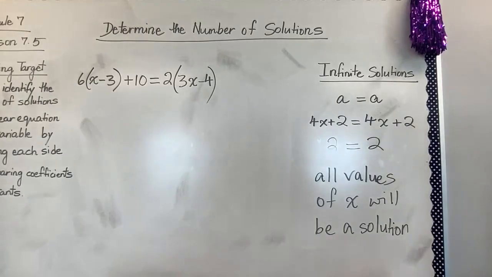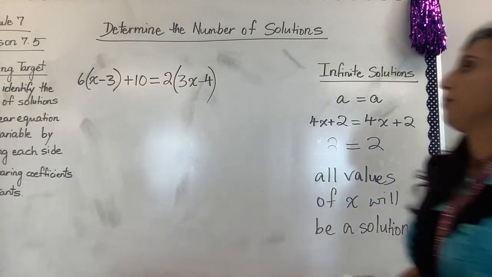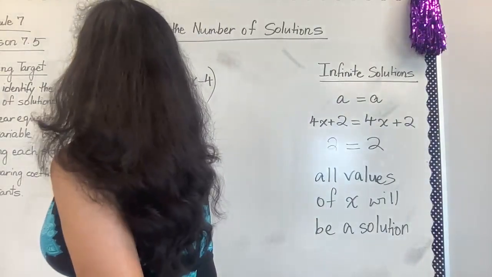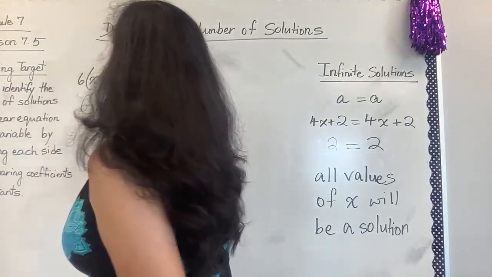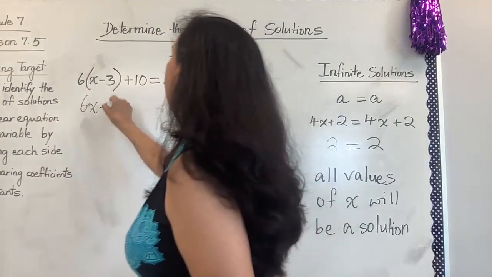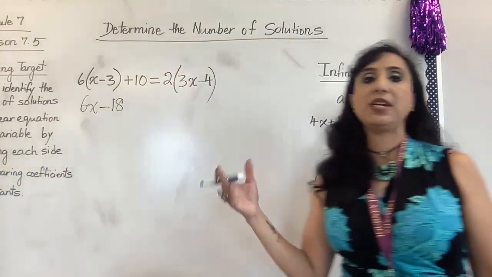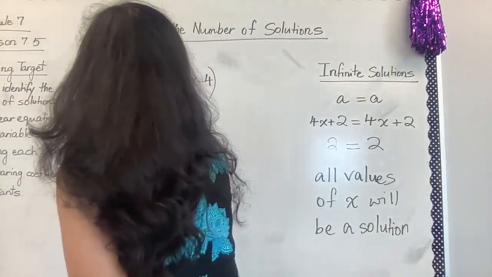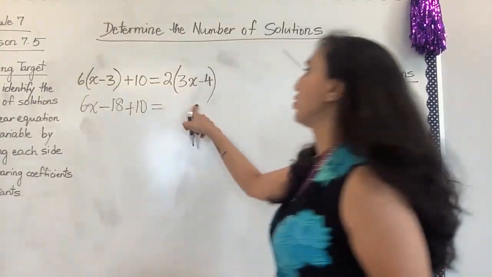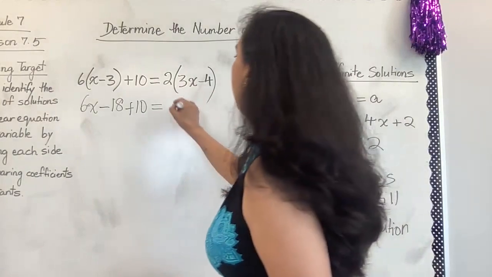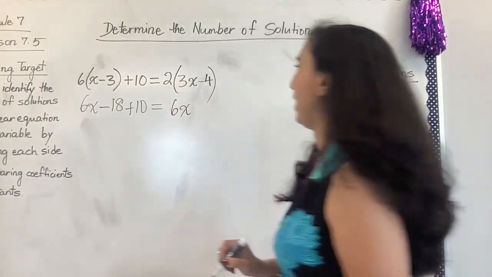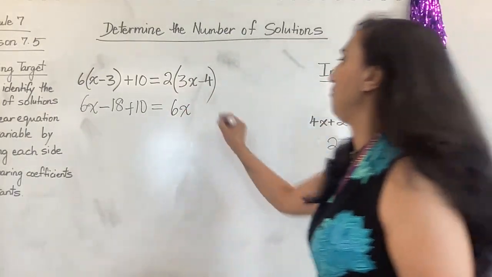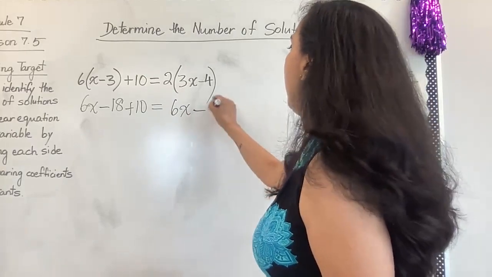Okay, so now we're going to use the distributive property and solve. So 6 times x gives me 6x, minus 6 times 3 is 18. So positive times negative, I'm going to get minus 18, plus 10 is equal to, again, distributive property, 2 times 3 is 6, times x is x, and 2 times negative 4 is minus 8.